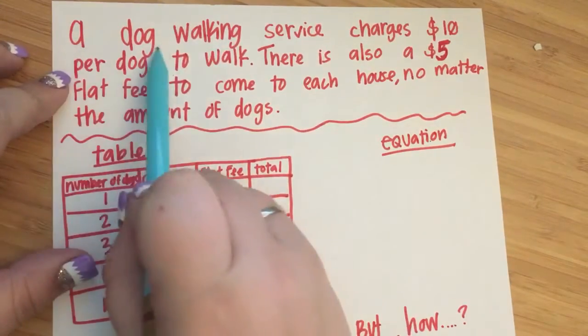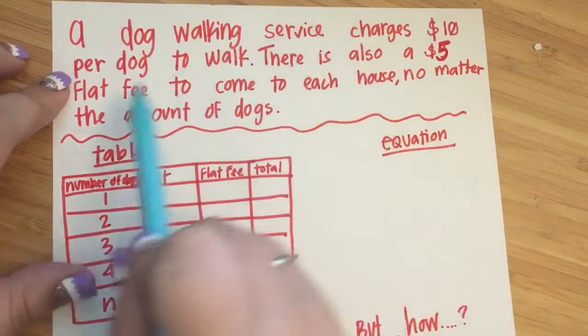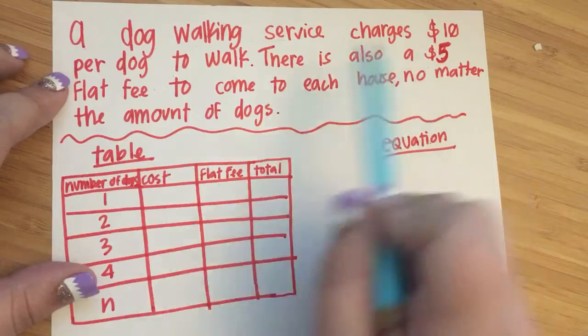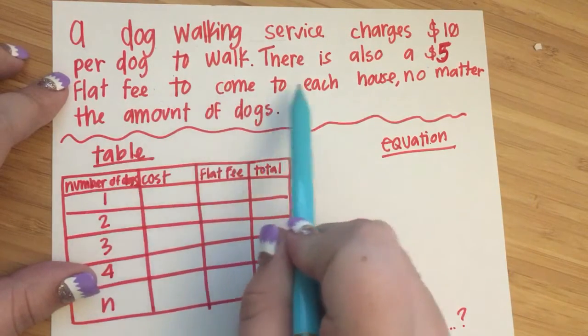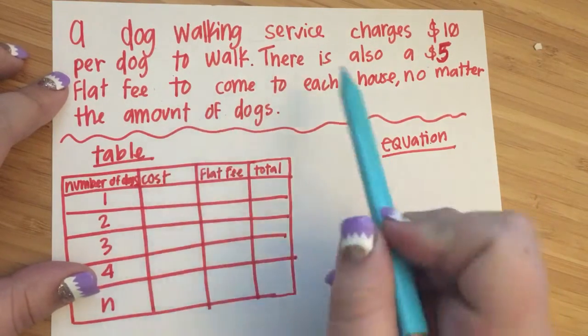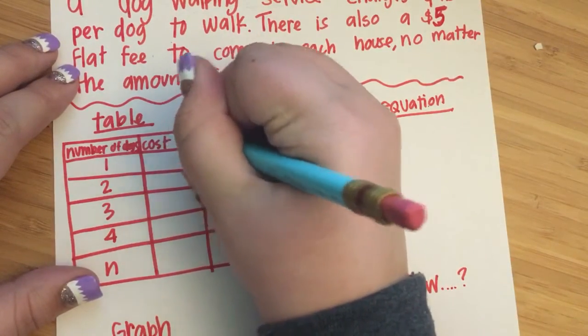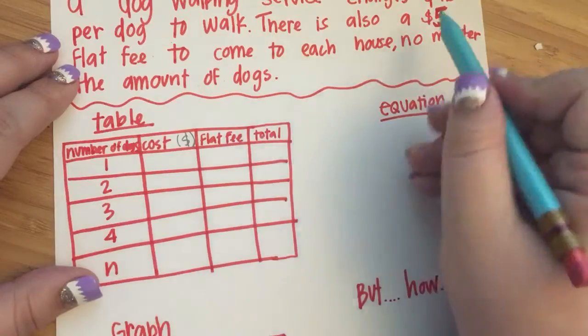So, a dog walking service charges $10 per dog to walk. There is also a $5 flat fee to come to each house, no matter the amount of dogs. So you could have like 10 dogs and it would still only have a $5 flat fee. That's kind of cool. So we can look at these three different ways: a table, an equation, and a graph.